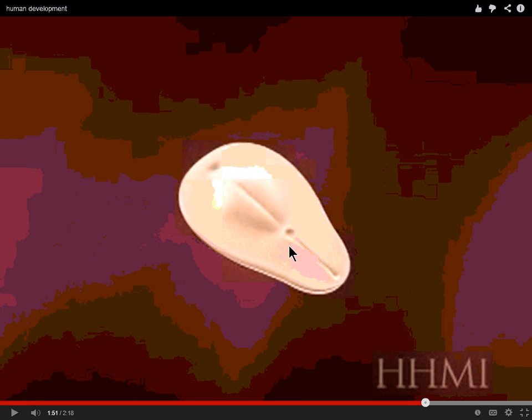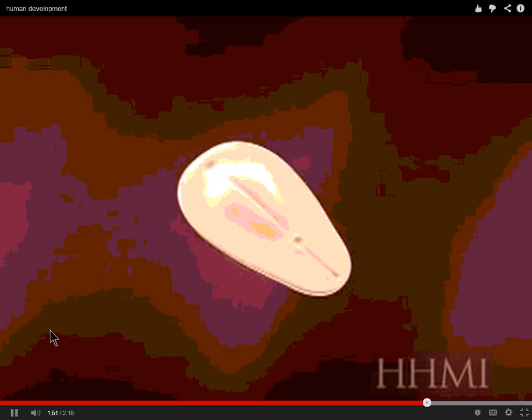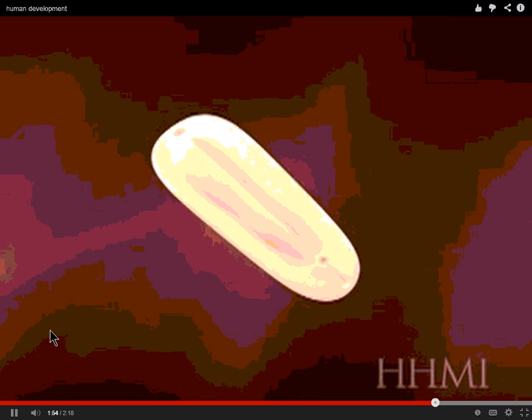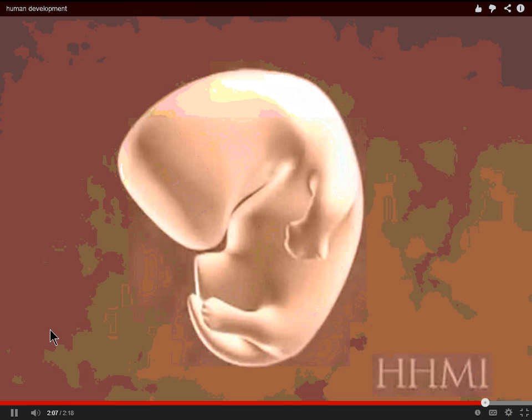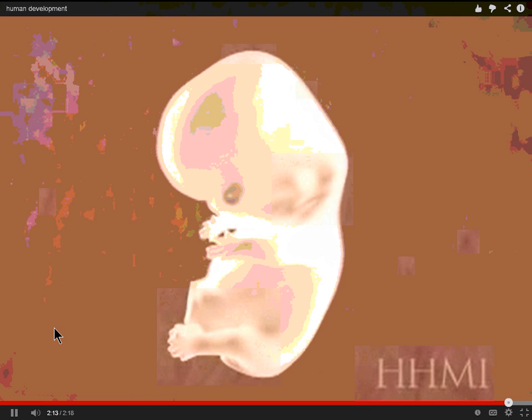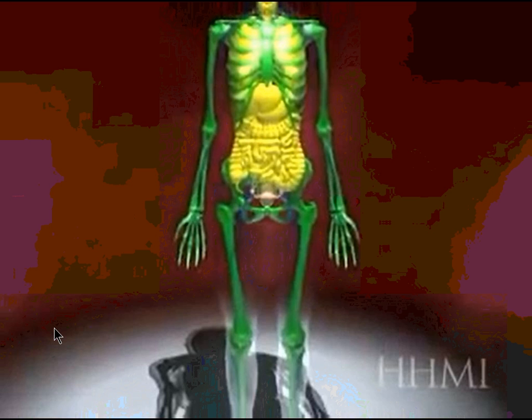Notice it's an absolutely flat disc, and now notice how it will fold. As development proceeds, there's more growth and movement of cells. It'll begin to form a neural tube. Here it turns, and appendages start to bud out. You see the head forming and the eye, and then eventually we get an embryo, and some months later will be born as a young baby.